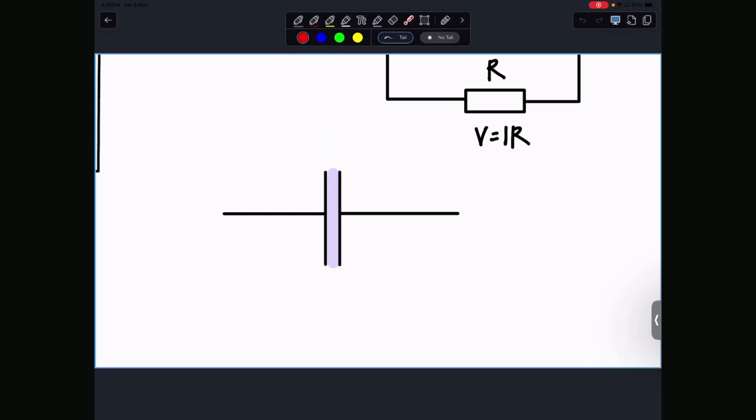So the point I'm trying to make here is that the amount of charge it can store, the amount of energy it can store, depends on how much push you provide. And the push is known as what?